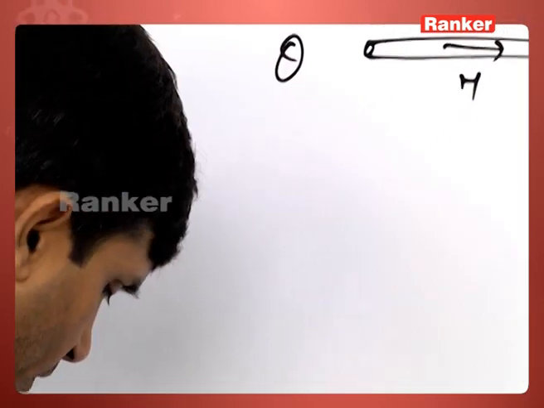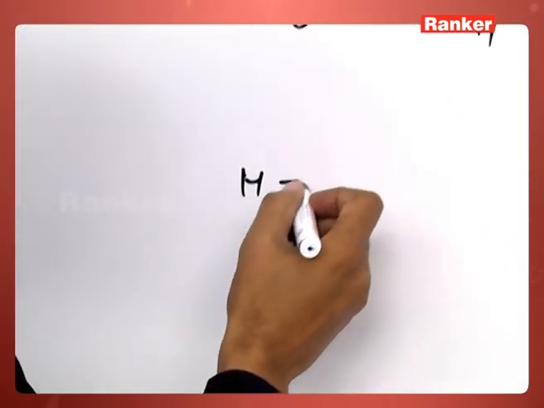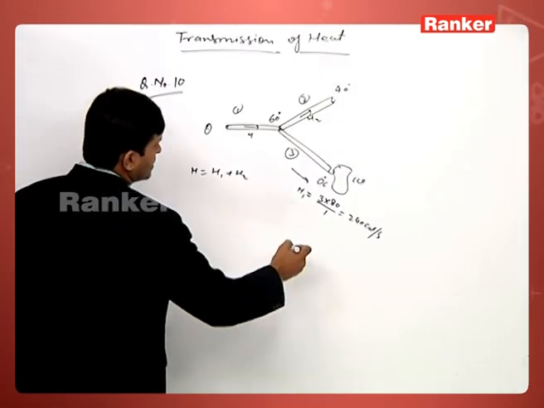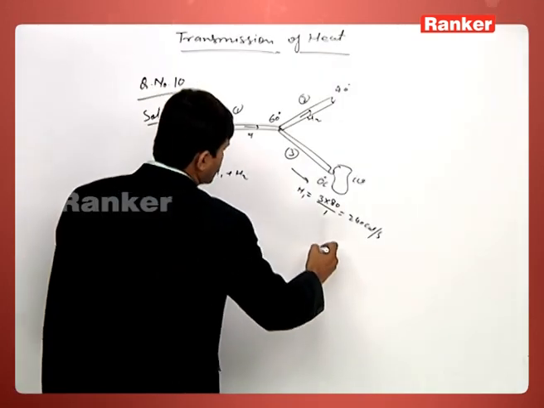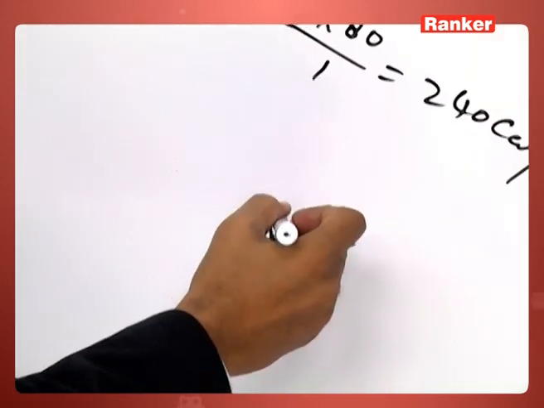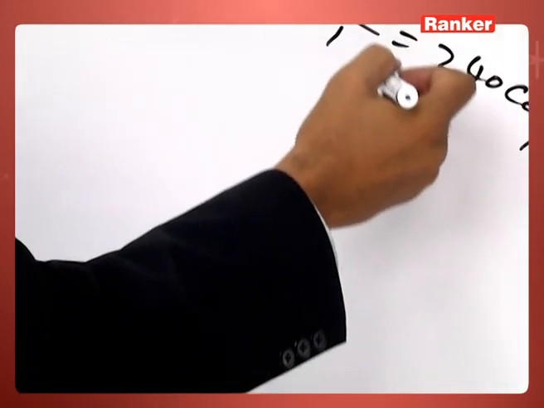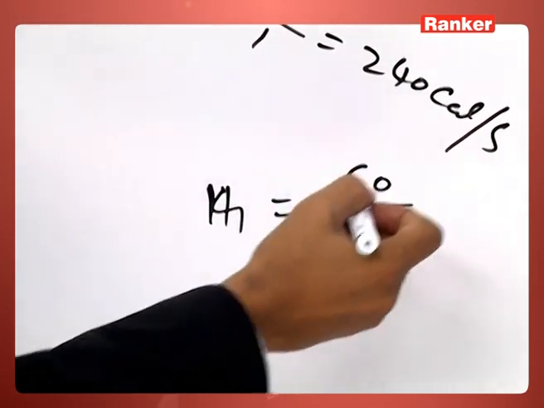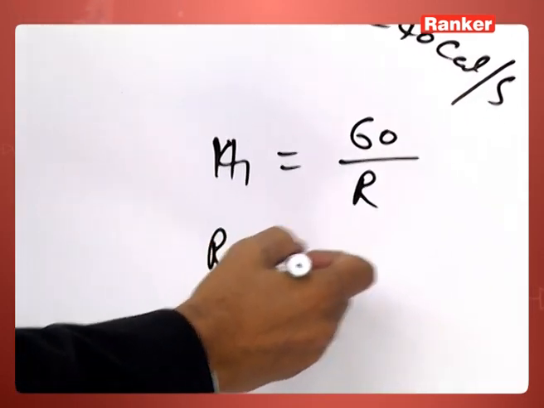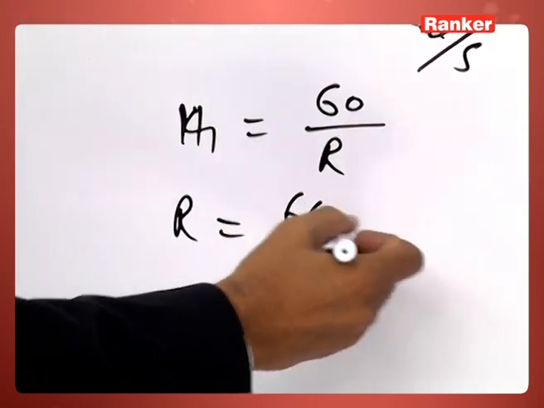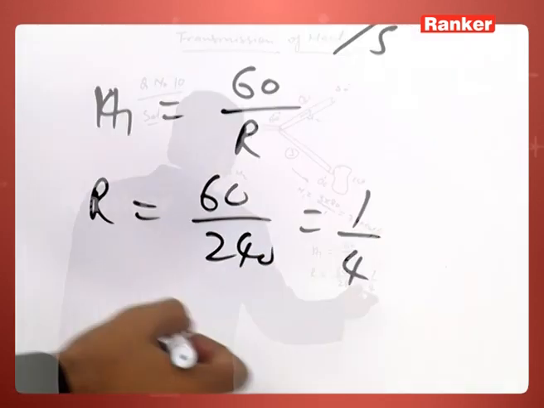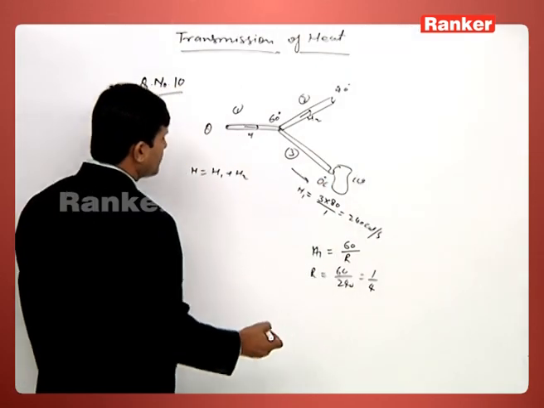So H is equal to H1 plus H2. H1 can also be said as temperature difference by thermal resistance R. R is equal to 60 by H is 240. So this is your 1 by 4. Here also R is 1 by 4.